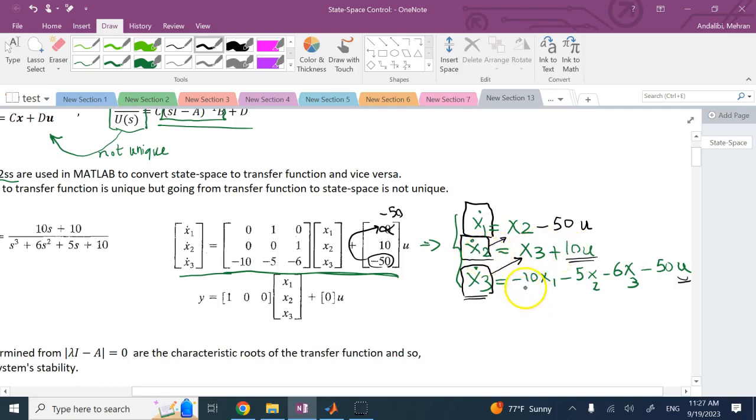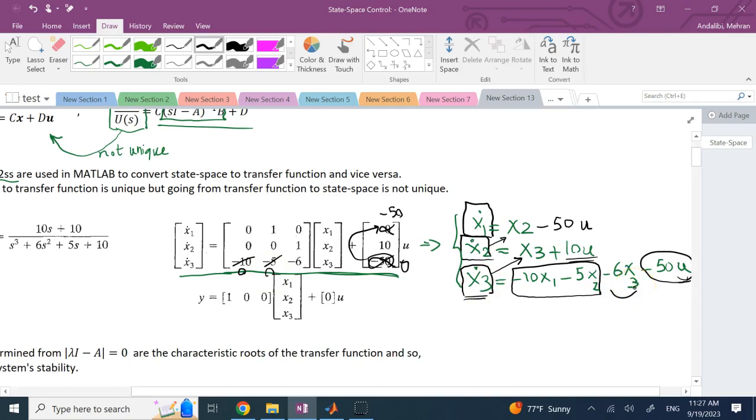Now, what I need is get rid of these guys. And maybe that one. Well, that one I already got rid of, so make it 0. And here, get rid of these two, so make these two 0. So your x3 dot is just going to be negative 6x3.